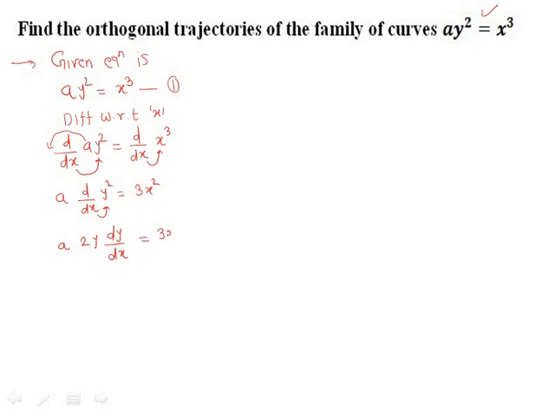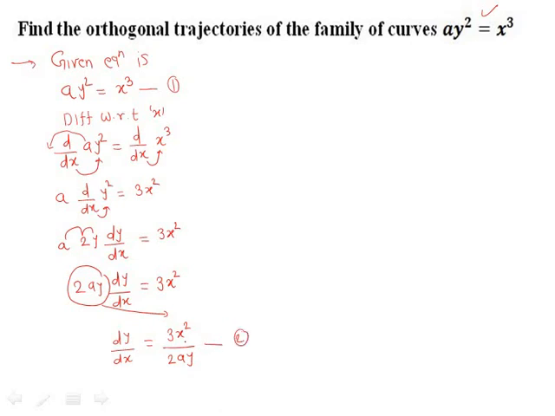It is equal to 3x square. Now on the left hand side we get 2ay into dy by dx is equal to 3x square. To get the value of dy by dx, we transfer the term 2ay to the denominator, so dy by dx is 3x square upon 2ay. This is our equation number 2.